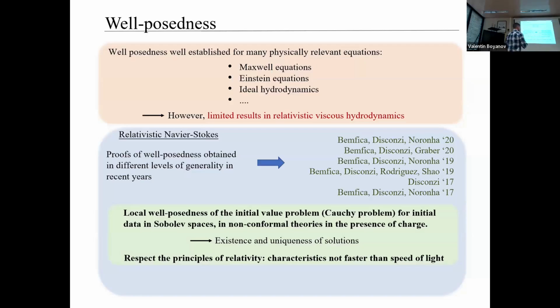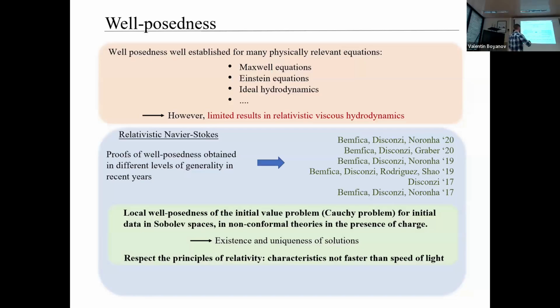And what they have proven is local well-posedness of the initial value problem, meaning the Cauchy problem, in sufficiently general spaces, like Sobolev spaces, for sufficiently general theories like non-conformal theories and in the presence of charge, like those theories that we need, for example, to describe neutron star mergers. Well-posedness, local well-posedness, we call that local existence and uniqueness of solutions.